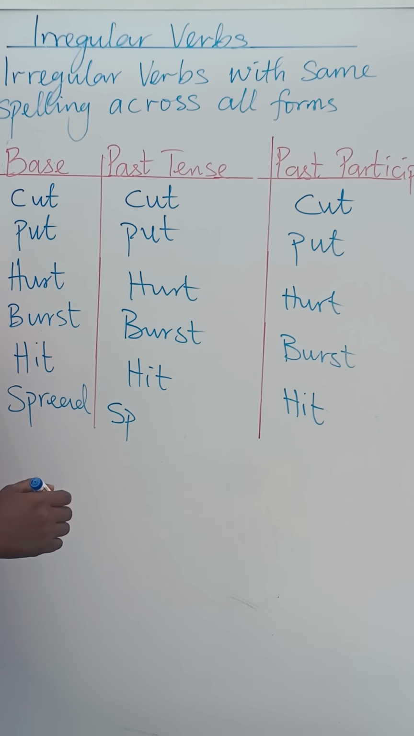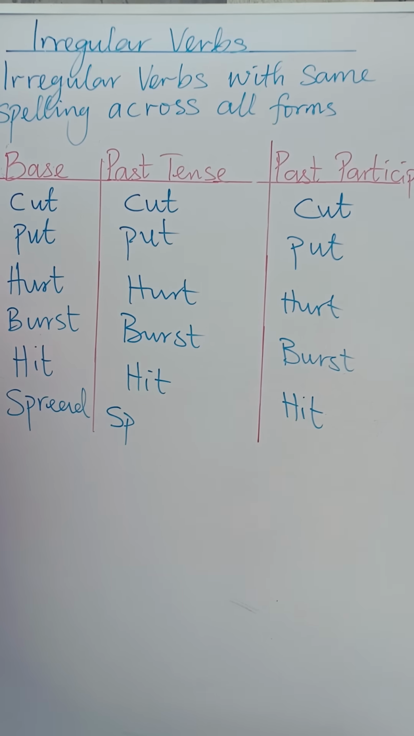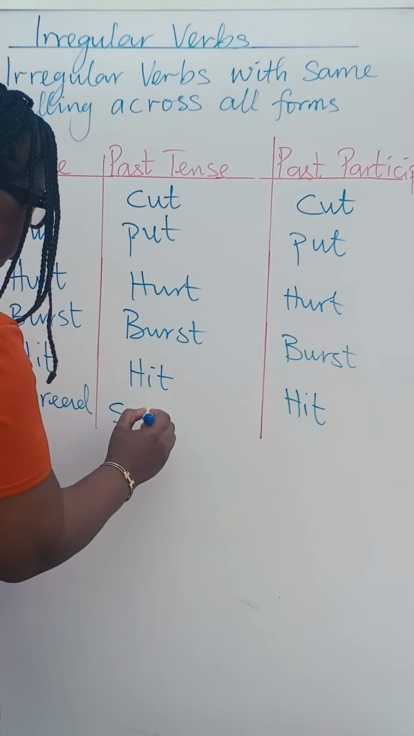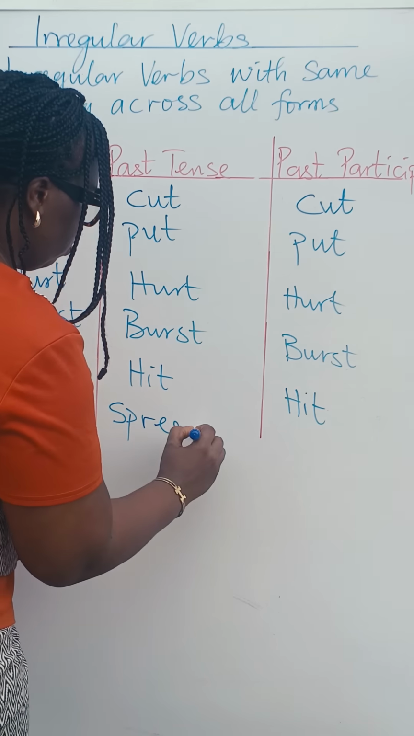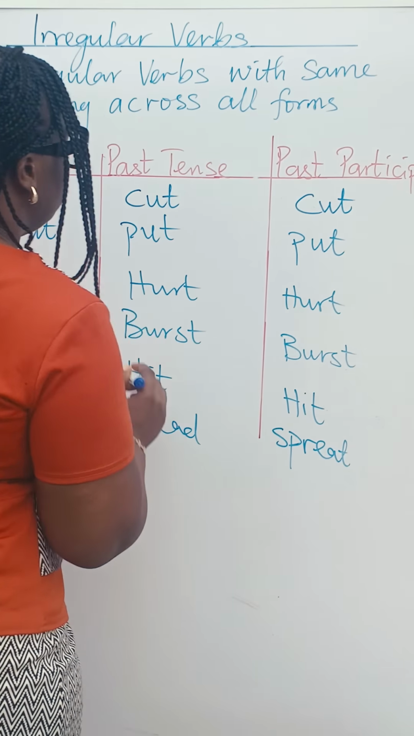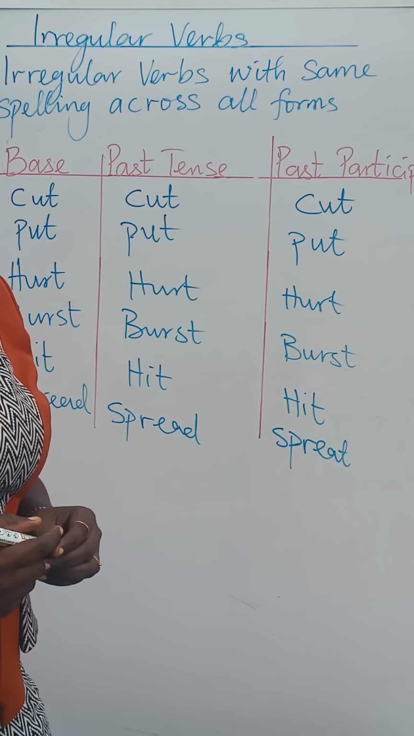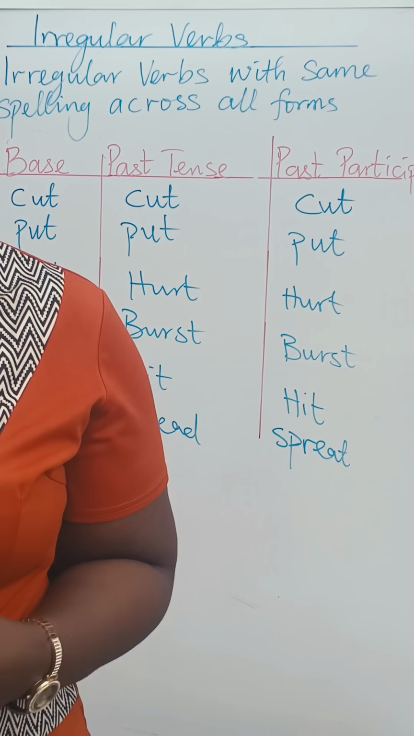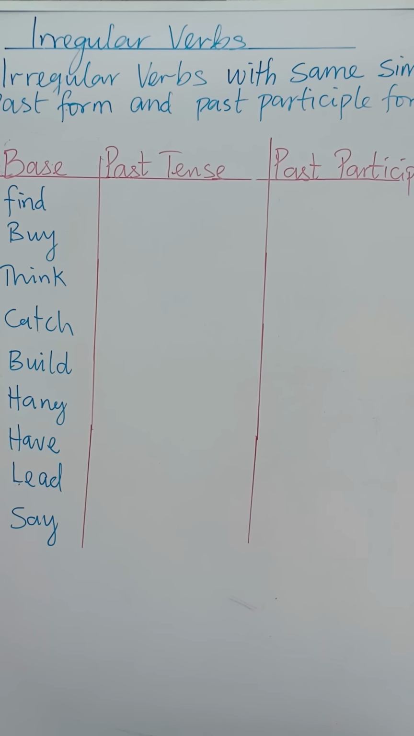Spread. She spreaded. Does it sound nice? She spreaded the bedsheet. Does it sound right? She spread, spread, spread. And the last one is also spread. So the past tense and the past participle are all the same. They are all spelled the same. Let's look at the second.